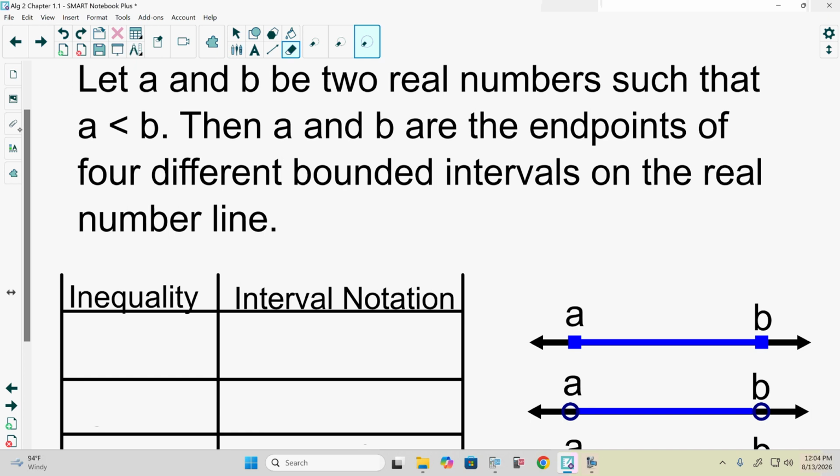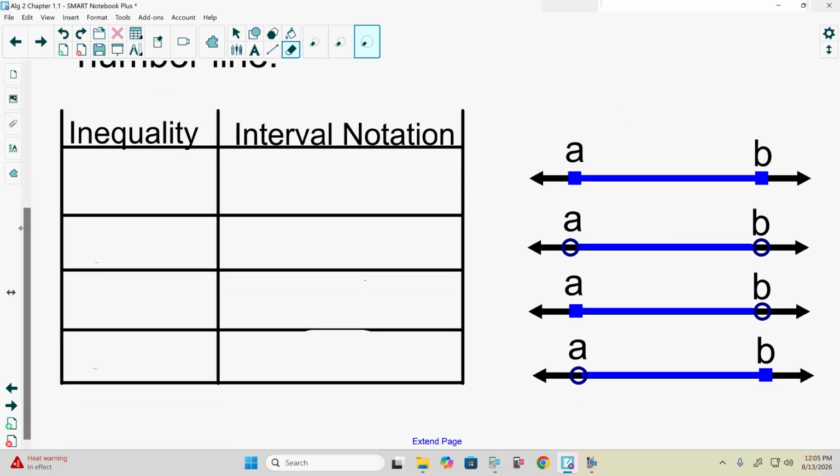Second sentence, then A and B are the endpoints of a bounded interval. They're the two endpoints. And we have four ways that we can set this up in general. The first one, A is less than or equal to X is less than or equal to B. Essentially, in interval notation, we're saying that both endpoints are included, brackets.